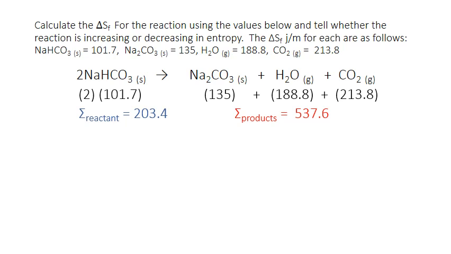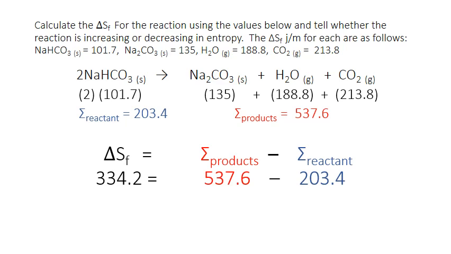So 2 times 101.7 would give us 203.4 for our reactant summation. Our product summation would be 537.6. Again, like we did in the previous problem, we are going to subtract our reactant summation from our product summation to give us our delta S formation, or our change in entropy of this reaction. So we're going to take our product, 537.6, then subtract from that the summation of our reactant, which was 203.4. When we do that, we get a change in entropy of 334.2.